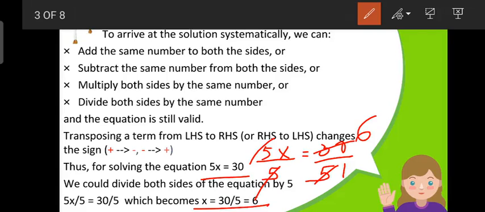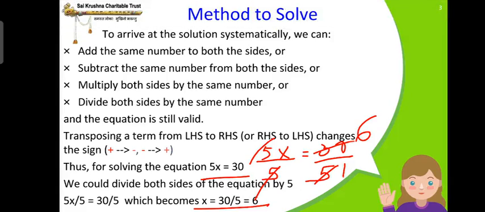Did you all get it, children? If it is plus with respect to the variable, then you have to subtract the same number and do it on both sides. Okay, you can't subtract only in LHS or only in RHS.